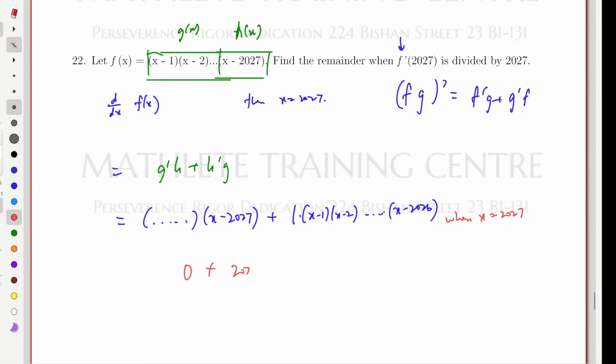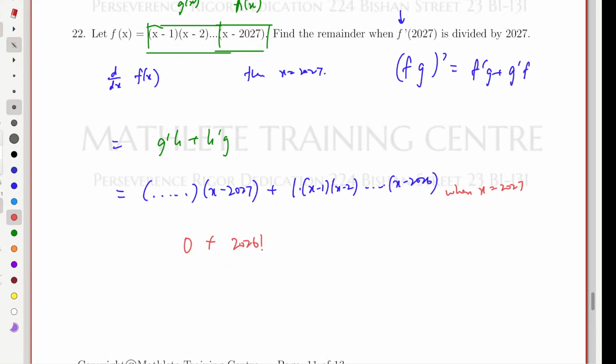The second part is 2026 factorial. So now you want to figure out the remainder when 2026 factorial is divided by 2027. Here, I really pray that 2027 is a prime because I want to use Wilson's theorem, where they say that p minus 1 factorial is congruent to negative 1 mod p. So if 2027 is a prime number, then I'll be very safe to put down just negative 1, or 2026, as the answer for this question.